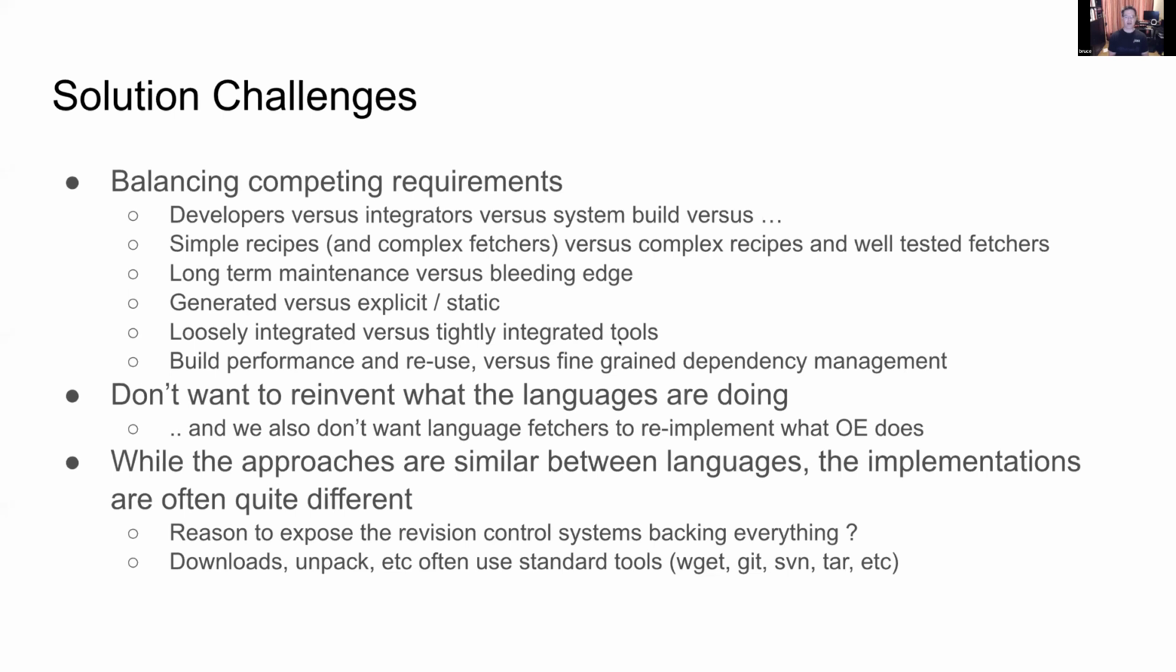And I say maybe that's a reason to expose some of the revision control systems that inevitably are out there that they're fetching from. And of course, the downloads and unpack, they do use standard tools, wget, git, svn, etc. So there's some reuse potential there as well.